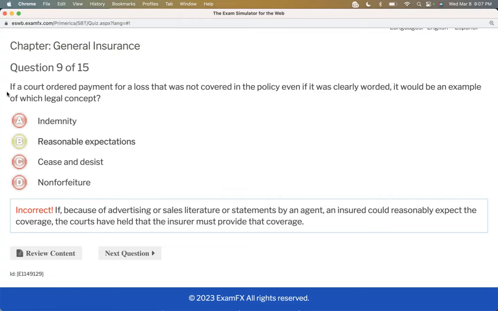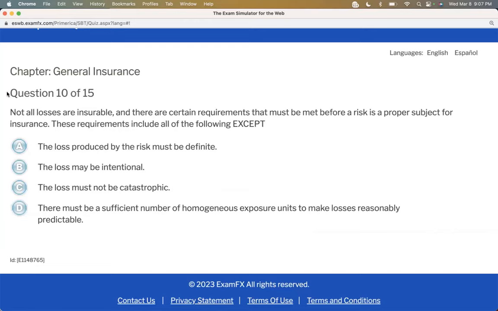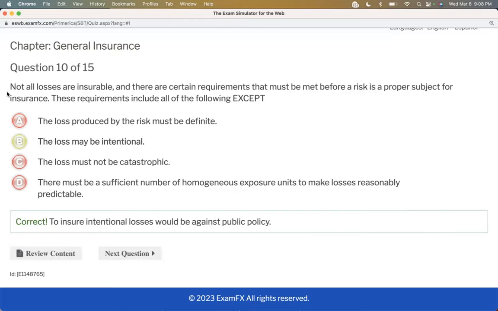Okay, reasonable expectation. Not all losses are insurable, and there are certain requirements that must be met before a risk is a proper subject for insurance. These requirements include all the following except. So it's basically talking about pure risk again. What are the characteristics of pure risk? The loss produced by the risk must be definite? Yes. The loss must be intentional? No, can't be intentional. The loss must not be catastrophic? Yes. There must be a sufficient number of homogeneous exposures, the law of large numbers. Yeah, so the answer is B here based on process of elimination. You see that? The loss must not be intentional.